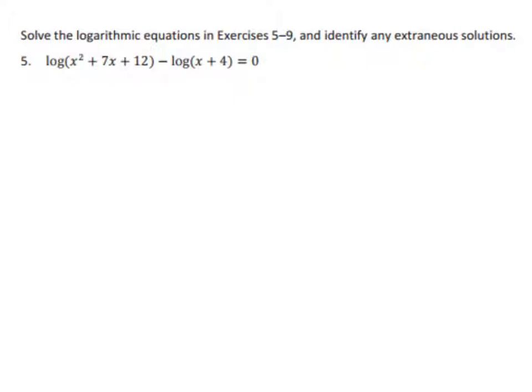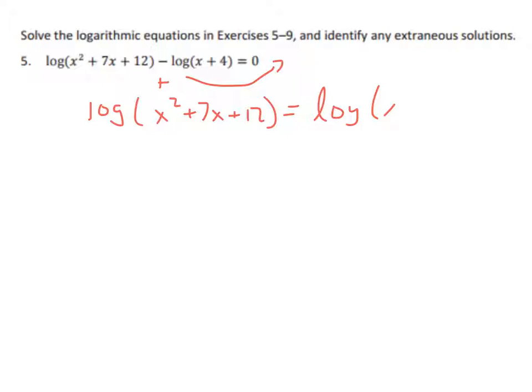Alright, in this problem there's a couple ways of doing it. The easier way of doing it actually is to bring this log thing by adding it and bring it over to the other side. So then you're going to have the log of that whole thing, x squared plus 7x plus 12 equals the log of x plus 4. And we already have the log on both sides, so basically we can kind of ignore that part and just set them equal right away. So I've got an x squared plus 7x plus 12 equals x plus 4.